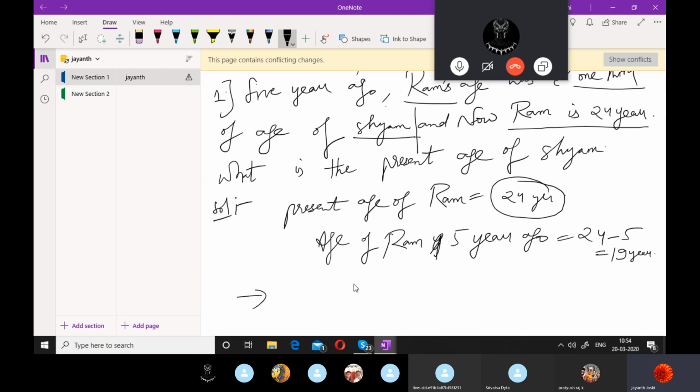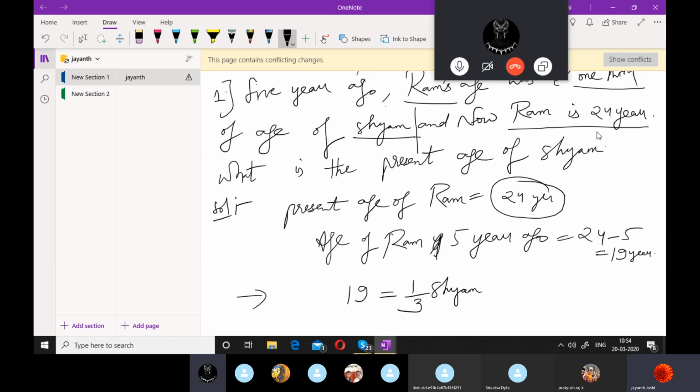5 years ago Ram's age, which was 19 years, was 1/3 of the age of Sham. That means 1/3 of the age of Sham. Okay. So now the question is very clear. 5 years ago, Ram's age we don't know, Sham's age we don't know. But they gave you some data in the question that 5 years ago, Ram's age was 1/3 of the age of Sham. And they gave you the present age of Ram.